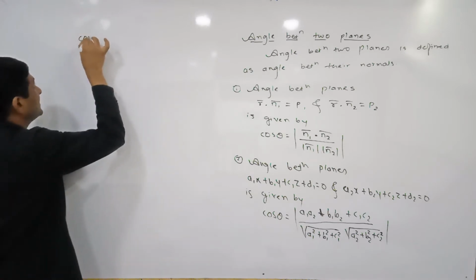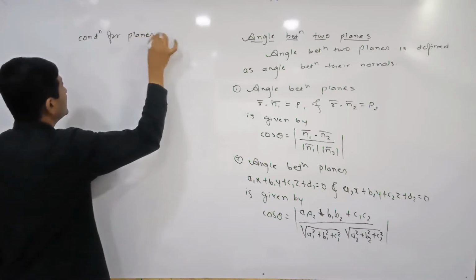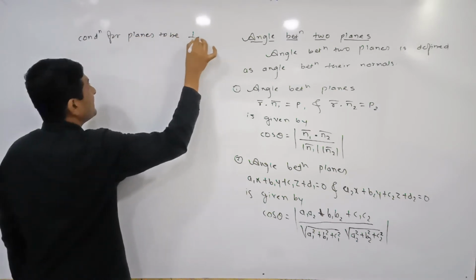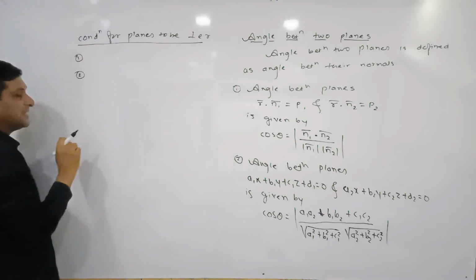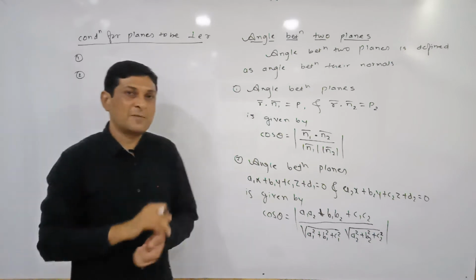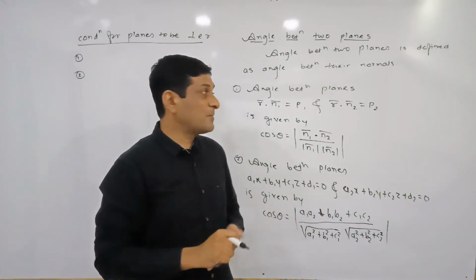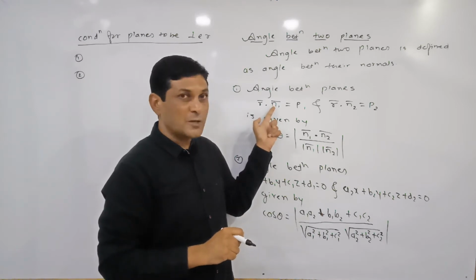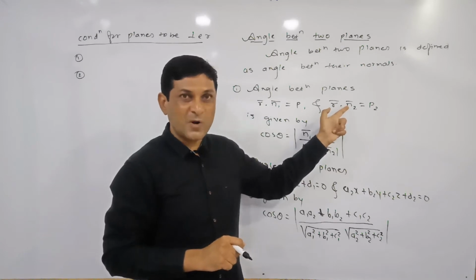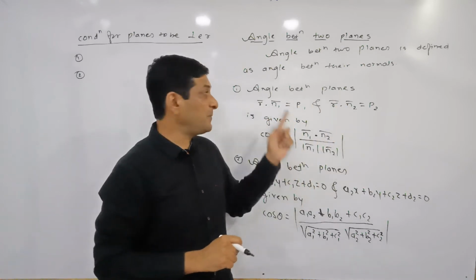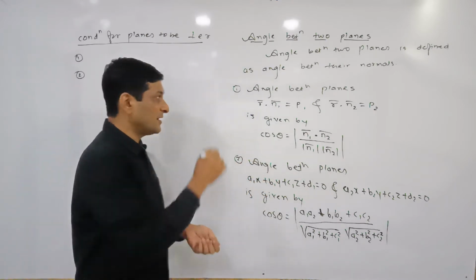So first we are discussing the condition for planes to be perpendicular. Now we know that if two planes are perpendicular, their normals are also perpendicular. The unit vector along the normal to the first plane is n1 bar, and the unit vector along the normal to the second plane is n2 bar.